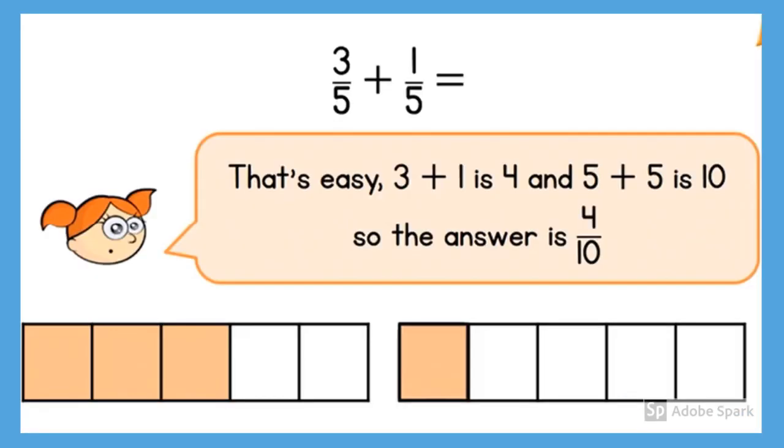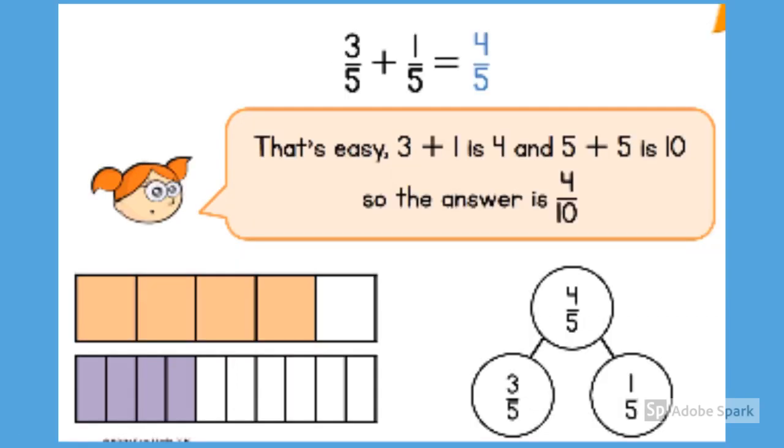3/5 add 1/5. Rosie says this is easy. 3 and 1 is 4, and 5 and 5 is 10. So the answer is 4/10. But is Rosie correct? The bar models below show 3/5 and 1/5. But we can move the 1/5 across to the 3/5, and what do we have?